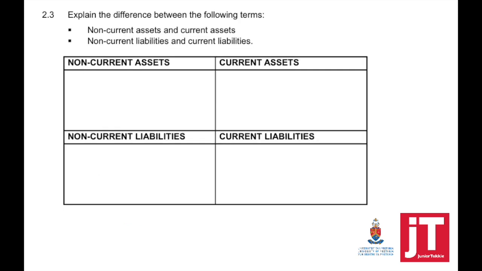We said earlier that assets are all the possessions that the owner owns. But now we're going to delve a little bit further into it. You need to understand that there are long-term and short-term assets, and the same with liabilities. Liabilities means that the business owes money to others.